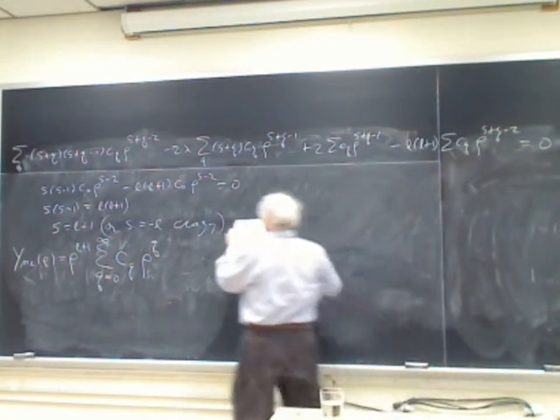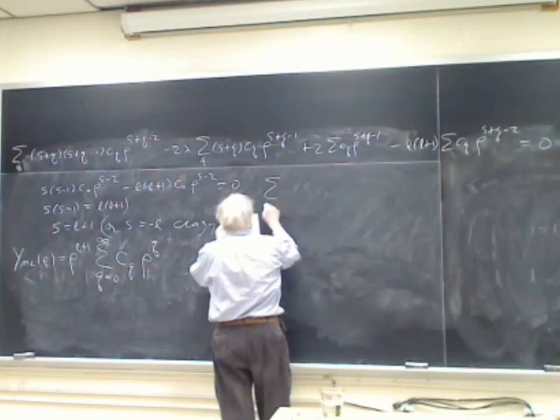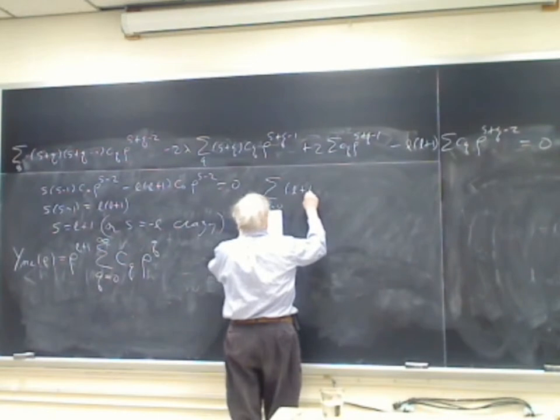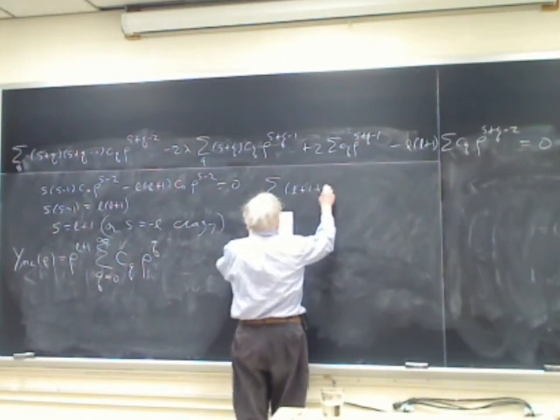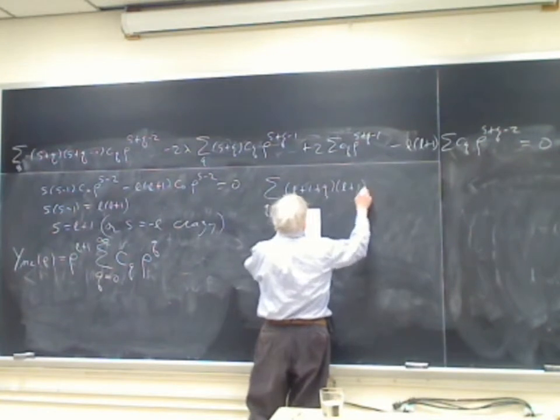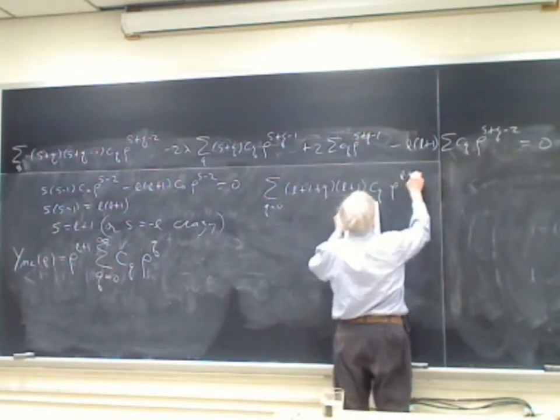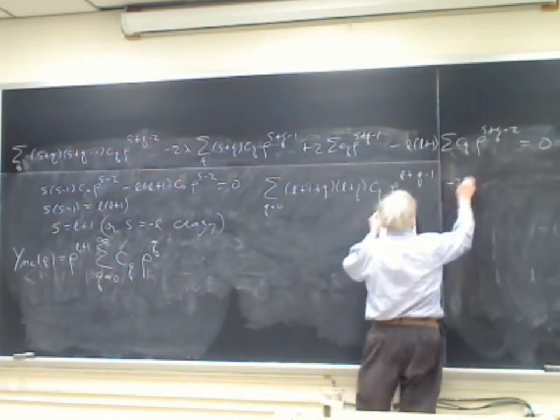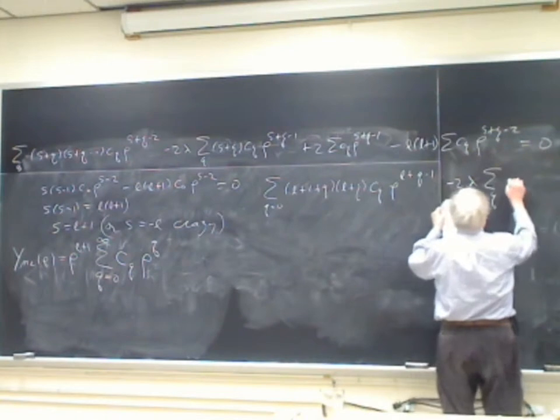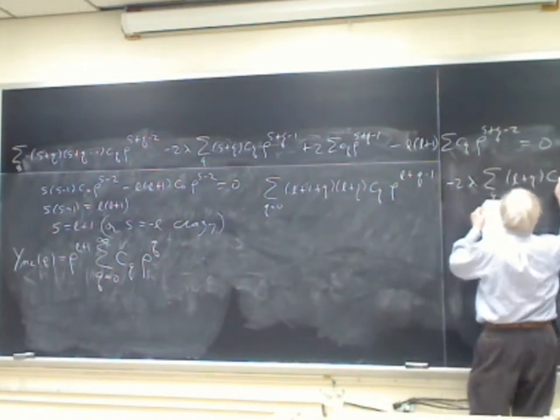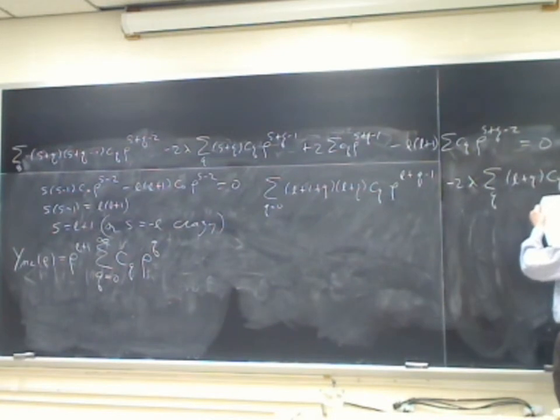So when we do that, this becomes the following. Sum over Q equals zero, L plus one, I've set S equal to L plus one, plus Q, L plus Q, CQ, rho to the L plus Q minus one, minus two lambda, sum Q, L plus Q, CQ minus one, rho to the L plus Q minus one, plus two, sum CQ minus one, rho to the L plus Q minus one, minus L, L plus one, sum CQ rho to the L plus Q minus one equals zero.